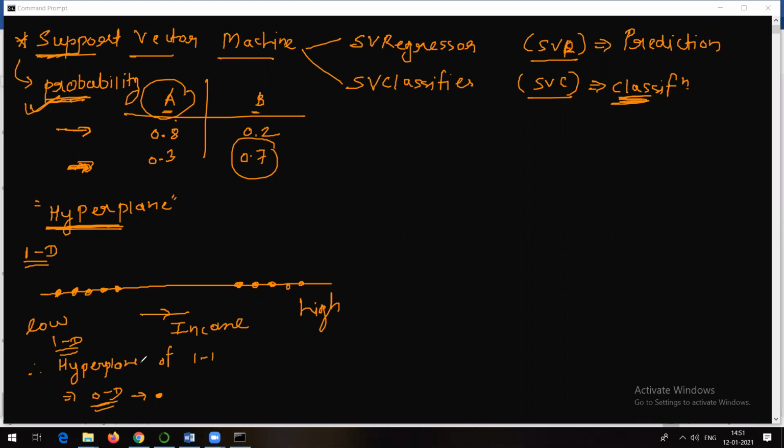I will tell you, see what happens in general. For one-dimensional data, hyperplane will be of 1 minus 1, a point. For two-dimensional data, that means 2 minus 1, hyperplane will be a line. And for three-dimensional data, it will be a plane. If you go on like this, for n-dimensional data, hyperplane will be of n minus 1 dimensions. We will talk about this. Here you can think of the hyperplane as a point.